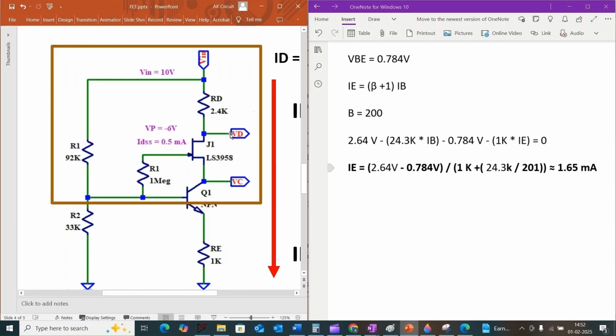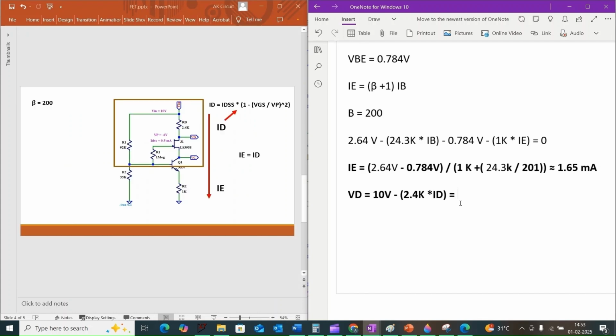Now we can easily find the voltage at the drain, VD. So VD is equal to 10 volt minus 2.4 kilo ohm times ID, which is equal to 10 volt minus 1.65 milliamps times 2.4 kilo ohm. That comes out to 6.03 volt.